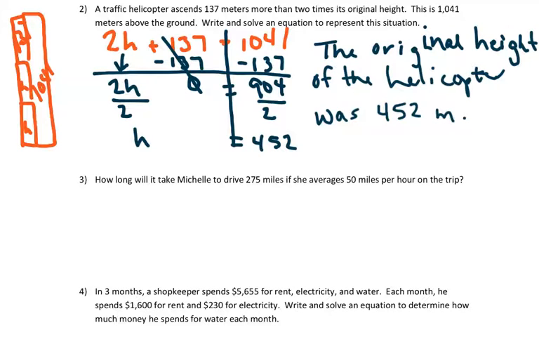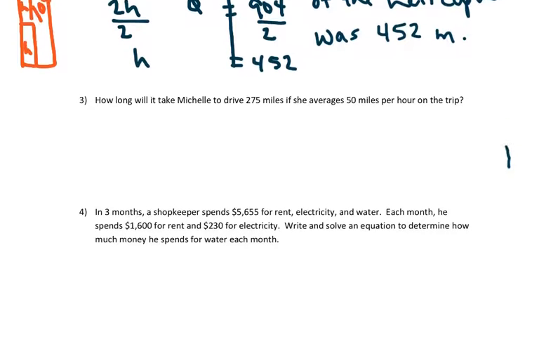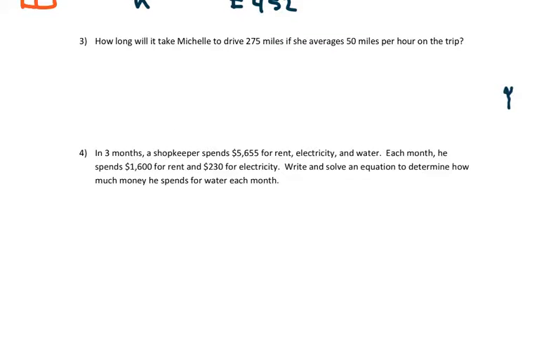Alright, let's move on to number 3. In number 3, it asks, how long will it take Michelle to drive 275 miles if she averages 50 miles per hour on the trip? So we have to use the formula, distance equals rate times time. That is a formula that you should be extremely familiar with, so if you don't know it, make sure that you memorize that. Distance is always equal to rate times time.